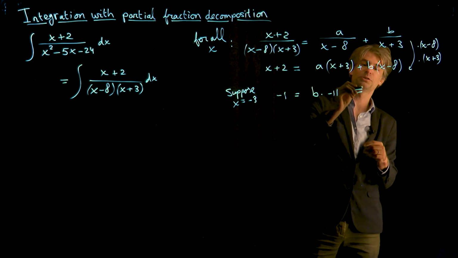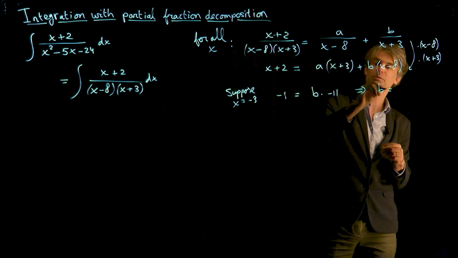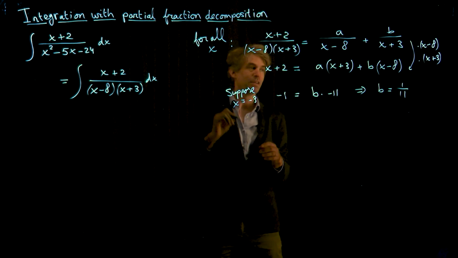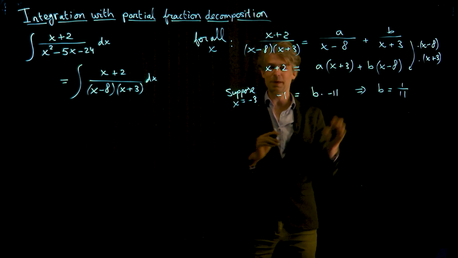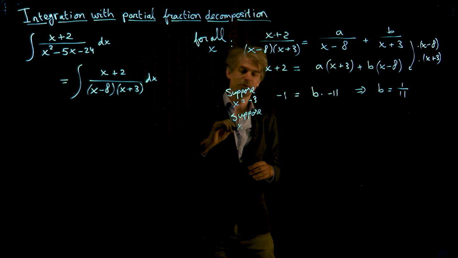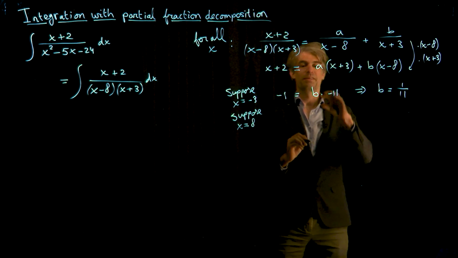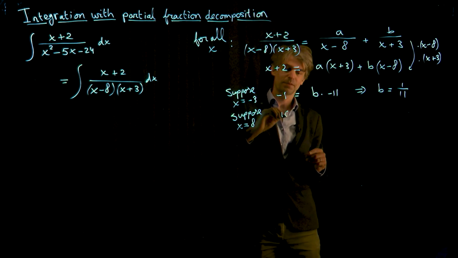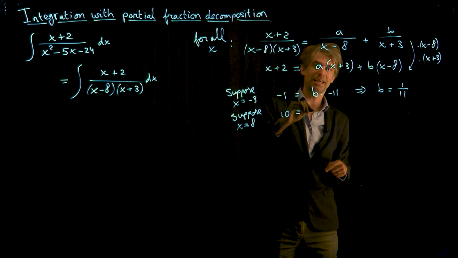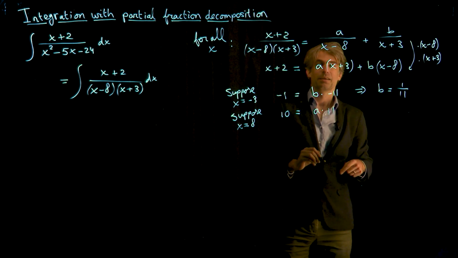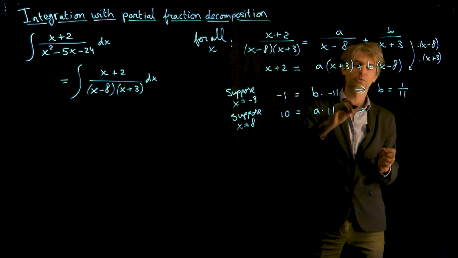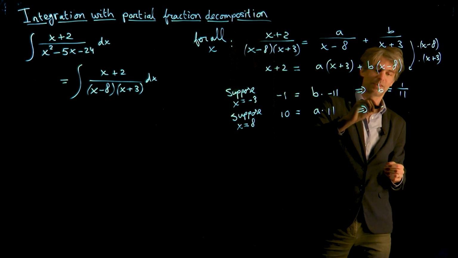And out drops my value for b. b is going to be 1/11. Ooh, that went very fast. And then another trick to find a, you will probably be able to guess it from here, is suppose x equals 8. Then you get 10 here. And, well, here you get 11 times a times 11 if you want. Do I have my, yes, that's correct. And this whole term drops out, and out rolls my a, being 10/11.